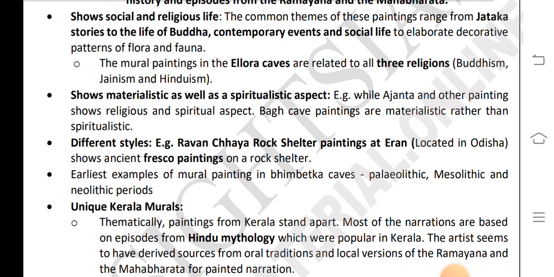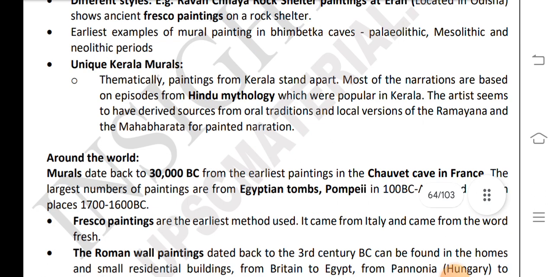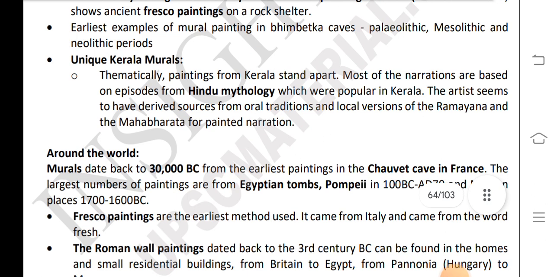The mural paintings in the Ellora caves are related to all three religions: Buddhism, Jainism and Hinduism. They show materialism as well as other spiritual aspects, while the Ajanta and other paintings show religious and sculptural aspects. Bagh cave paintings are materialistic rather than scriptural, with different styles.